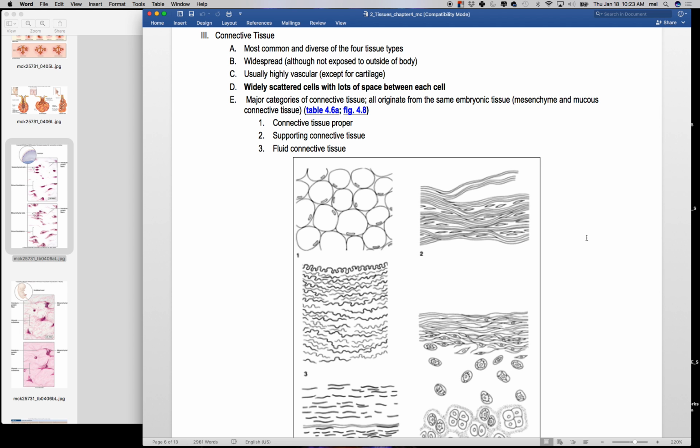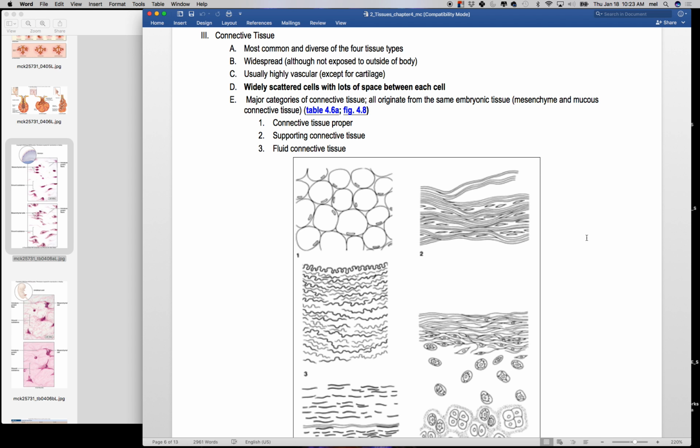Mesenchyme will give rise to 3 different categories of connective tissue. You will have connective tissue that is almost completely fluid connective tissue, which is easy because it's just blood. You've only got one fluid connective tissue. Now I know it seems weird that blood is connective tissue, but if it's derived from mesenchyme, it is.